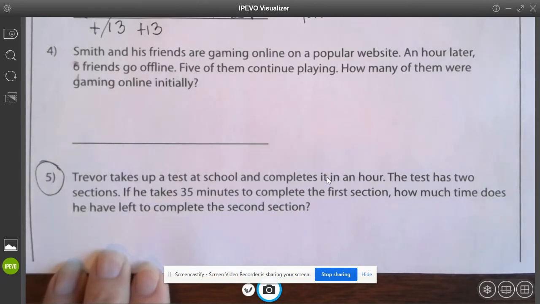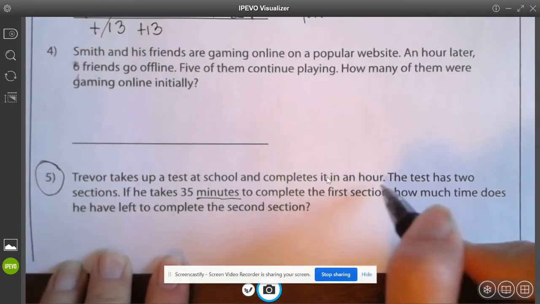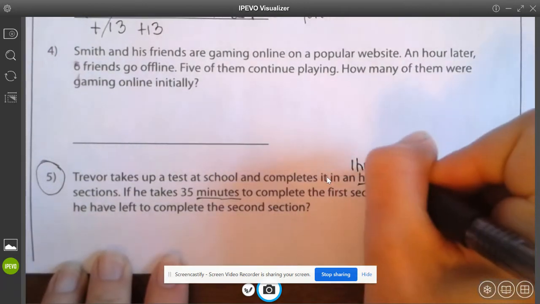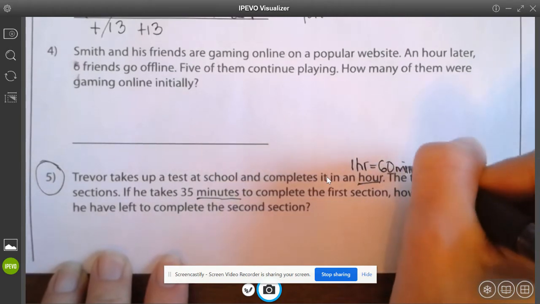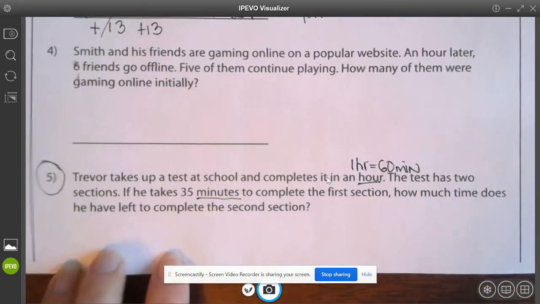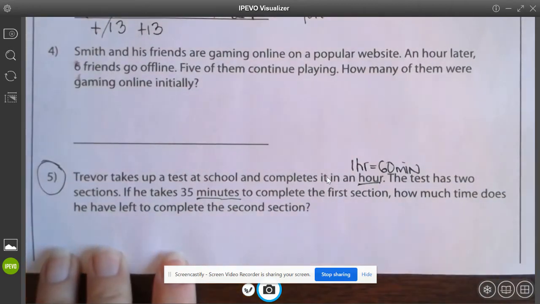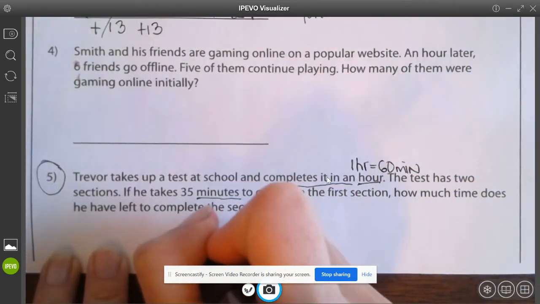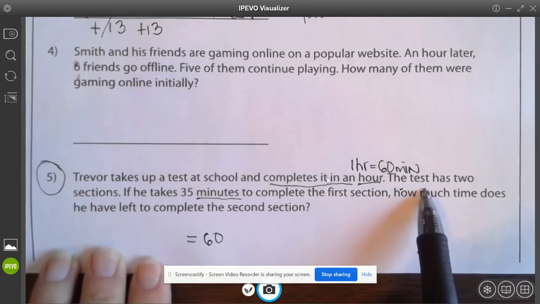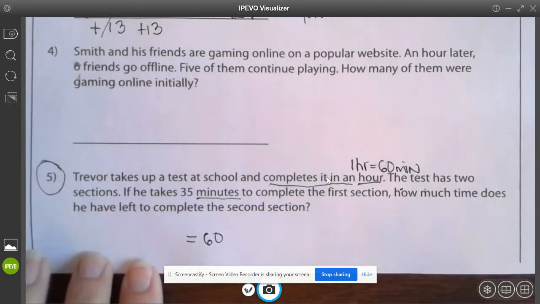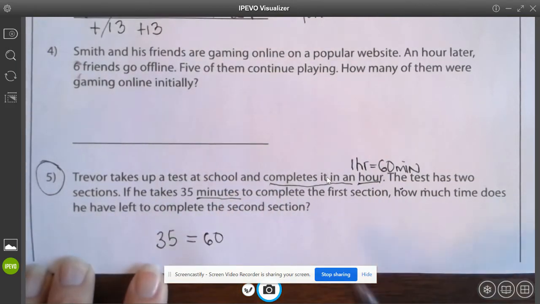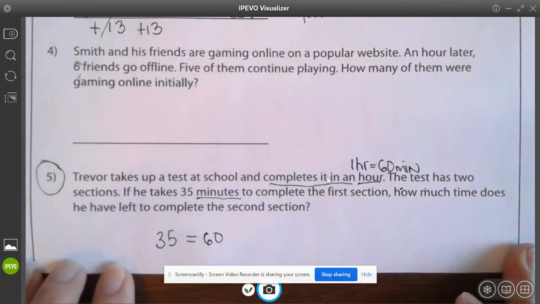Okay, so here we're talking about minutes, and here we're talking about hours. So we need to know that in 1 hour, there are 60 minutes, because we need that to be minutes. Okay, so it says he completes it in 1 hour. Completed in 1 hour sounds like the result, so I'm going to use this as the result. And then the test has 2 sections. He took the first section in 35 minutes to complete 1 section. So how much does he have left?